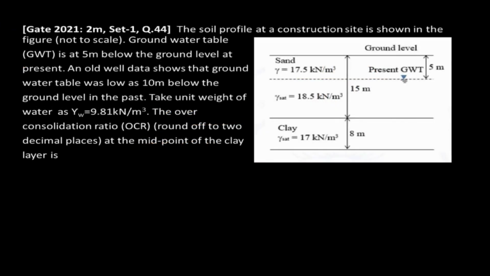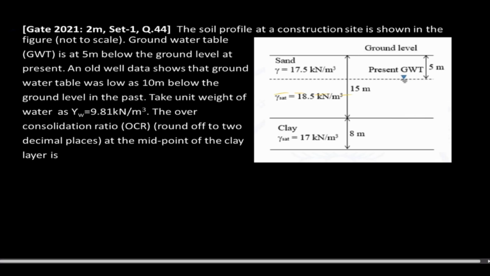In this question, they have given a soil profile at present where the groundwater table is 5 meter below the ground level. And they also said that in the past, the groundwater table was 10 meters below the ground level. Now they have asked us to find out the over consolidation ratio at the middle of the clay layer, where we will be calculating the effective stress at the middle of the clay layer.